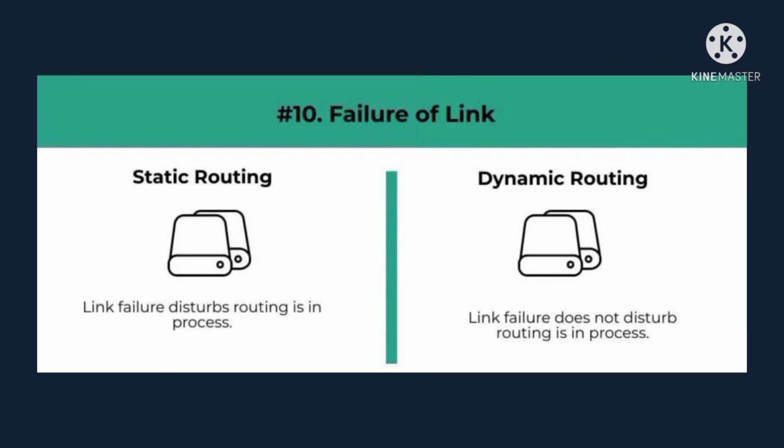And lastly, we have the failure of link. In static routing, link failure disturbs the routing process, while in dynamic routing, link failure does not disturb the routing process.